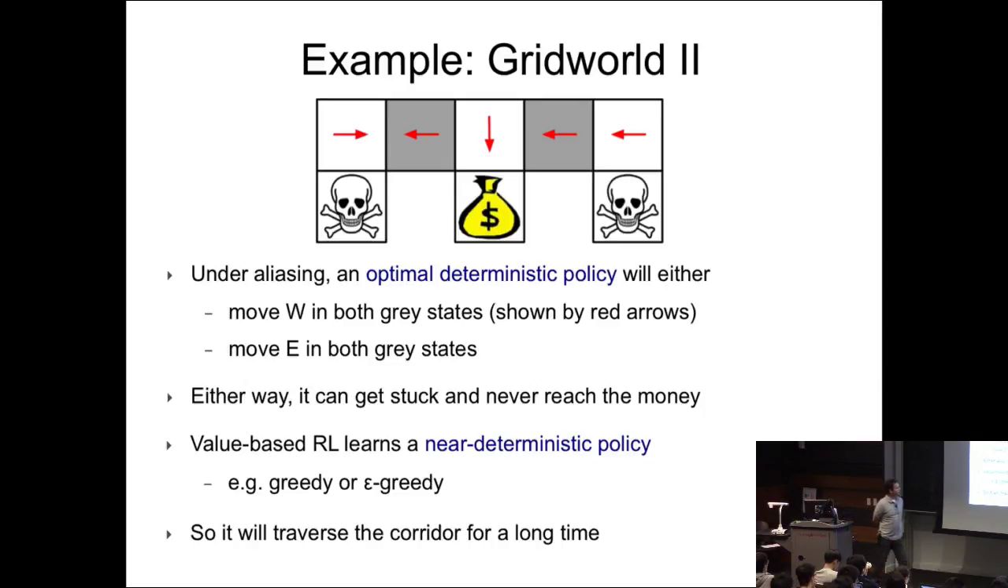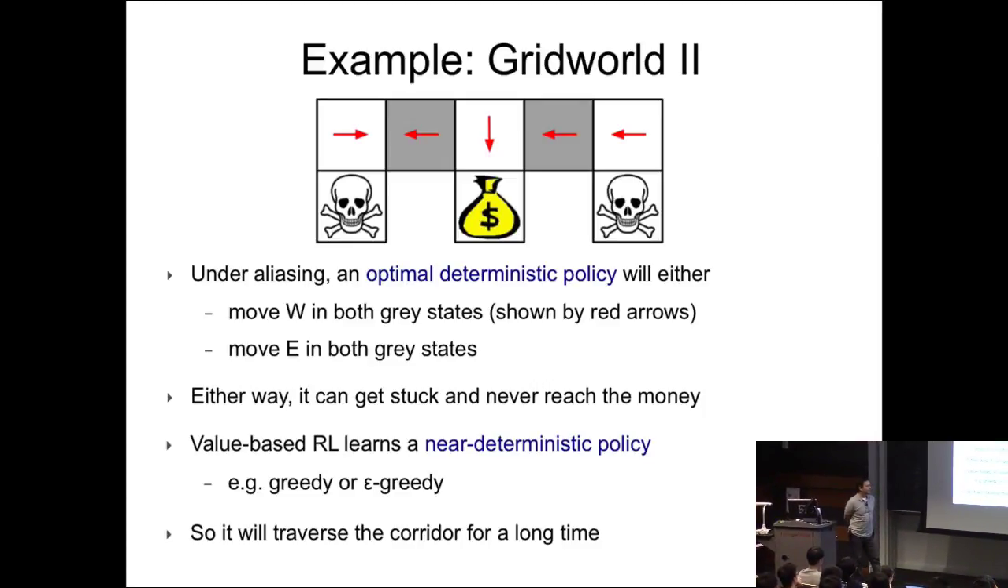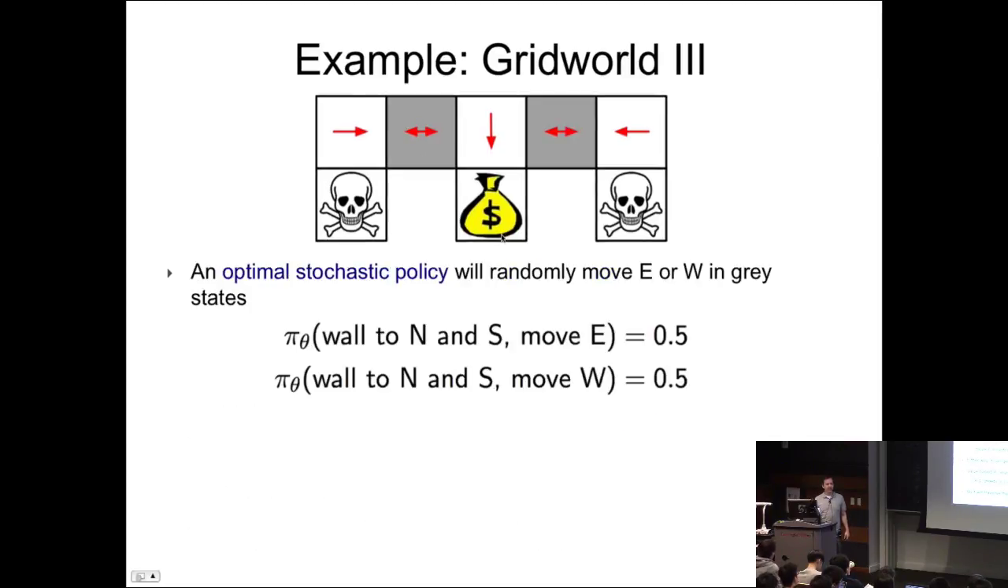Value-based reinforcement learning, for example, if you look at the greedy or the epsilon-greedy policy, can learn a near deterministic policy, which is okay, but at the same time, if your epsilon is small enough, it will kind of be stuck here for a very long time, right? With some epsilon probability, you'll move here and then you reach the target.